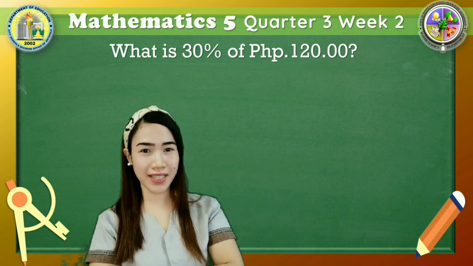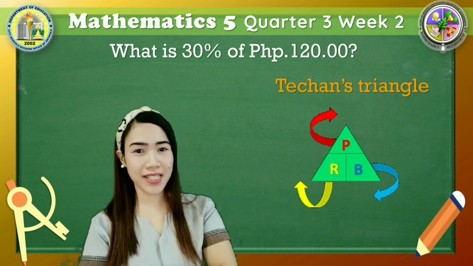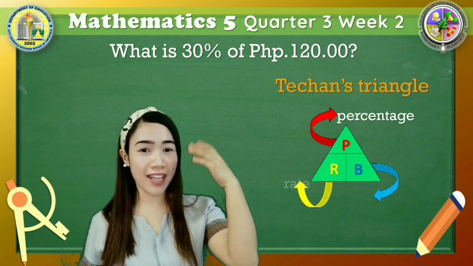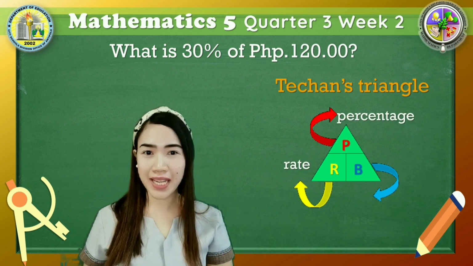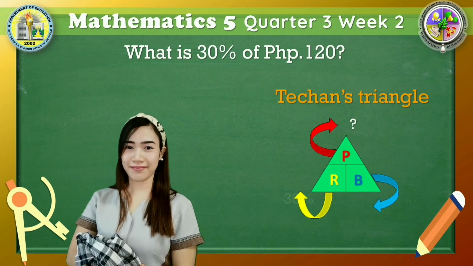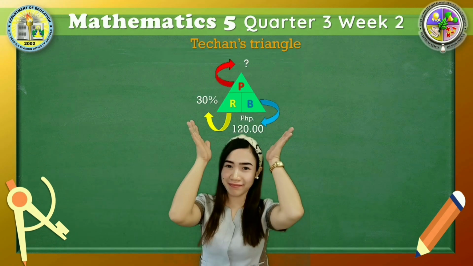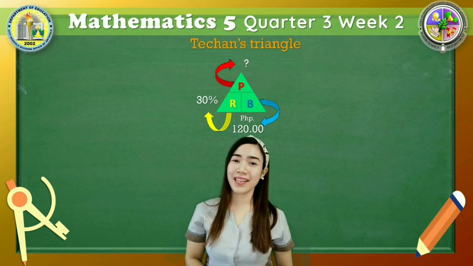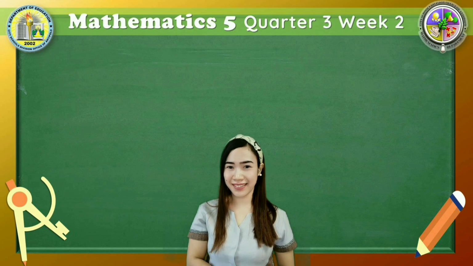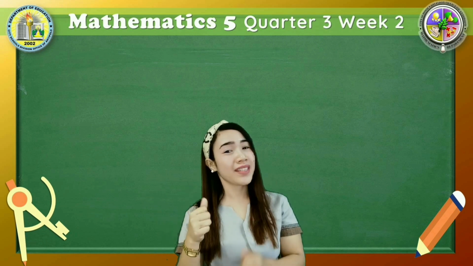In order to solve it, we need to use the Tessian's triangle, where P is the percentage, R is the rate, and B is the base. So, we're looking for percentage, and we have 30% as our rate and 120 pesos for our base. The formula will be percentage is equal to rate times base. Remember, there are two ways in solving the percentage.